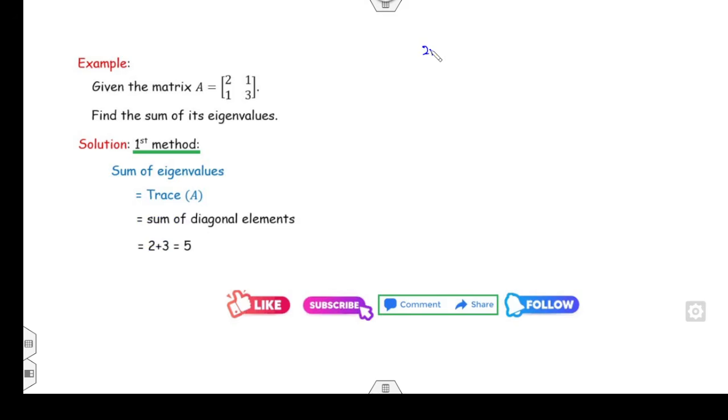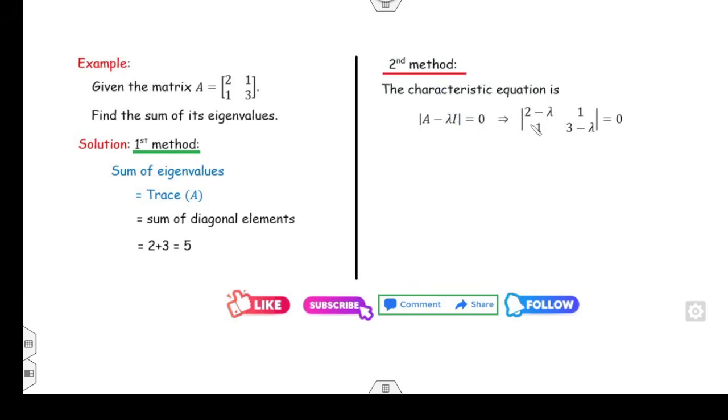The second method is, if I start with the characteristic polynomial, determinant of A minus lambda I is 0. A minus lambda I is 2 minus lambda, 3 minus lambda, and 1 and 1. This equation is known as the characteristic equation. So can you find the determinant? 2 minus lambda, 3 minus lambda, minus 1 is equal to 0. If you open this bracket, it is lambda square minus 5 lambda plus 6 minus 1 is equal to 0. That implies lambda square minus 5 lambda plus 5 is equal to 0.